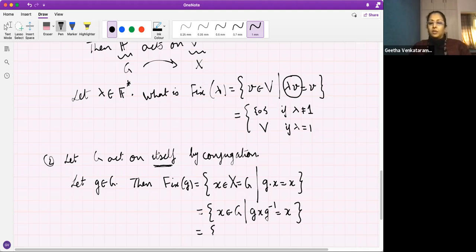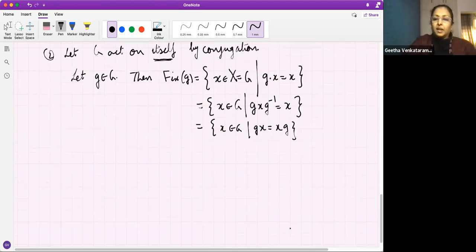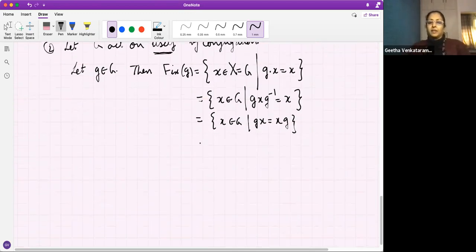Okay, so this is all those x in G such that gx is equal to xg. So once again, you find that this is nothing but the centralizer in G of little g. Okay, that's what fix of g is.